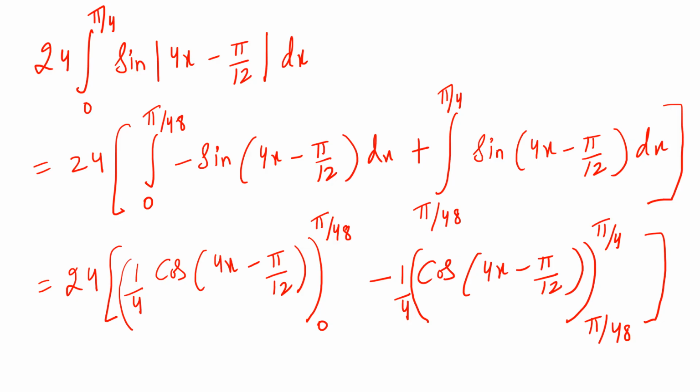Now students, we move further. Now students, it further becomes equal to 24 into inside the bracket. Now we will put x equal to pi upon 48 in the first expression. So it becomes cos of pi by 12 minus pi by 12, which is nothing but cos 0, and that is 1, minus, now we will put x as 0 in the first expression.